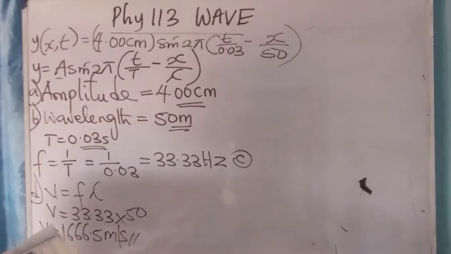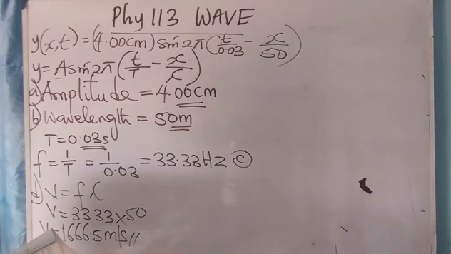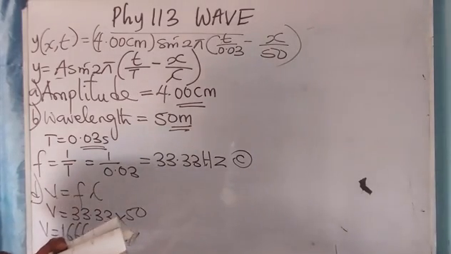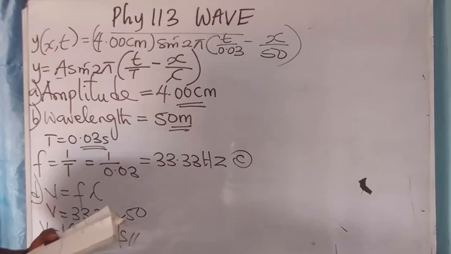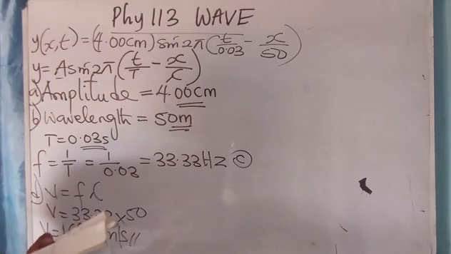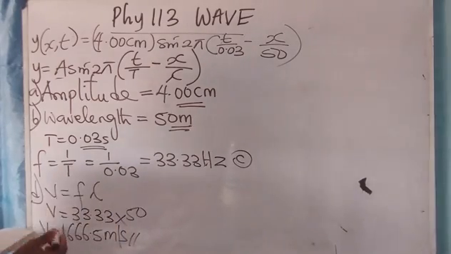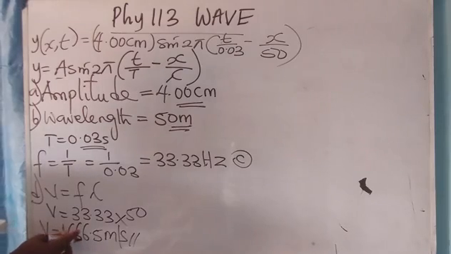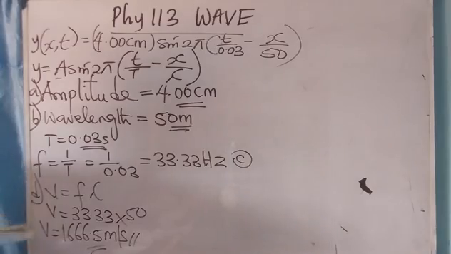Well, let me try it again. 33.33 times 50 equals, yes, 1666.5. But here they made a mistake. They wrote 16.65, so they placed a point here, which was very, very wrong. So this is the right answer.